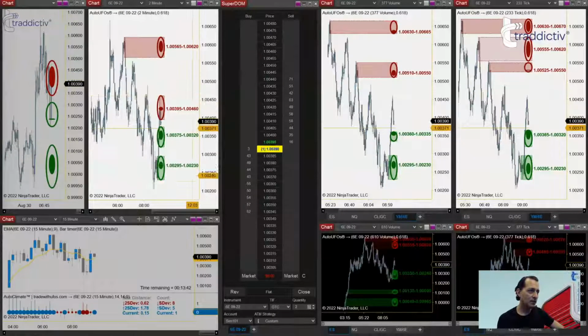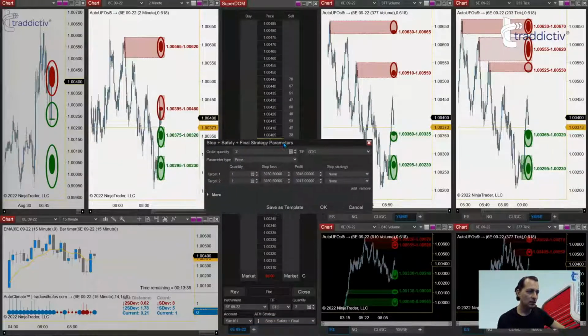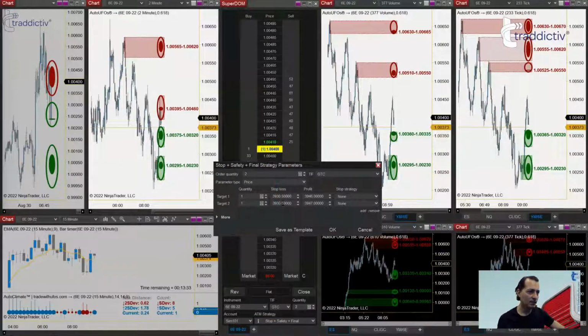Okay, so let's set my stop, entry, and final. We'll start with the stop. Stop is going to be 1.00315. This is right below the UFO. Final target, 1.0046. That's what we said.